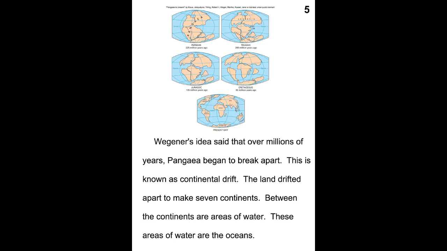Wegener's idea said that over millions of years, Pangaea began to break apart. This is known as continental drift. The land drifted apart to make 7 continents. Between the continents are areas of water. These areas of water are the oceans.